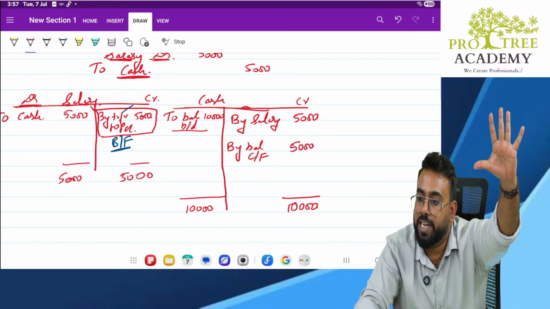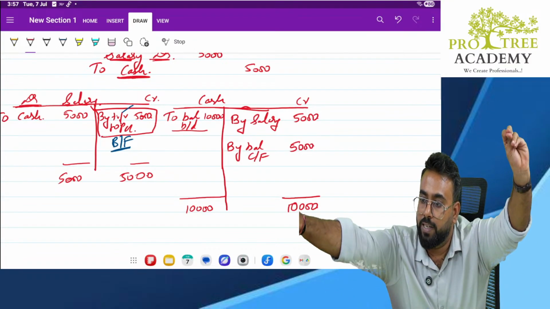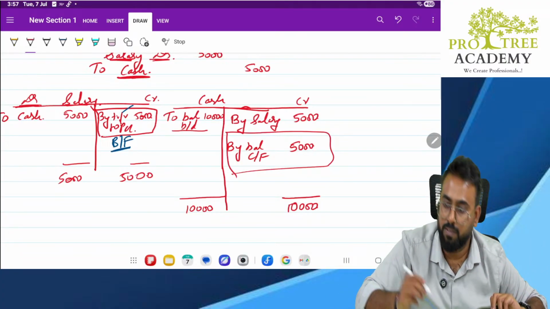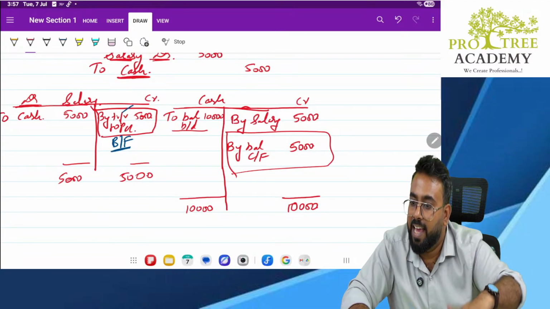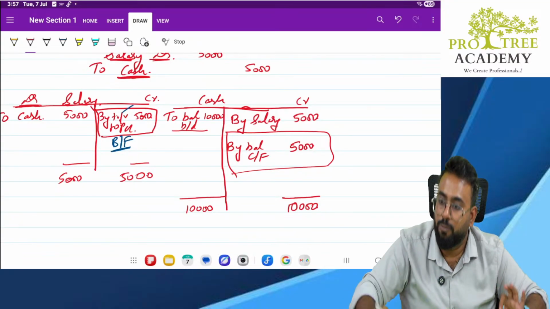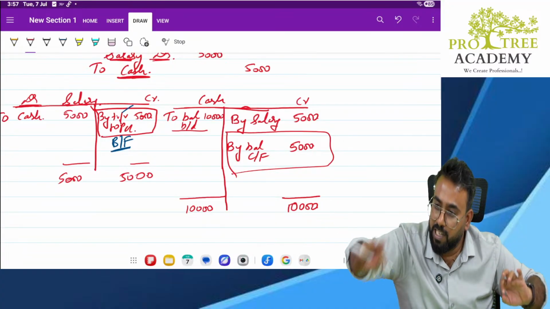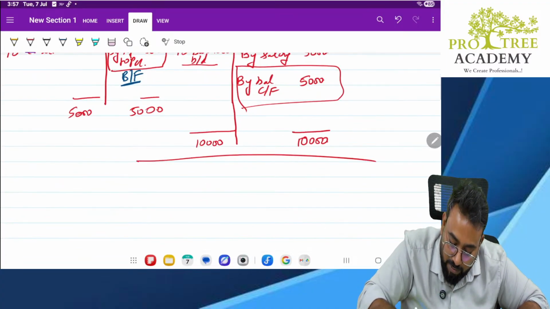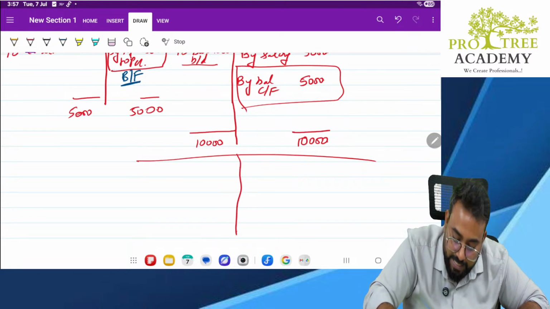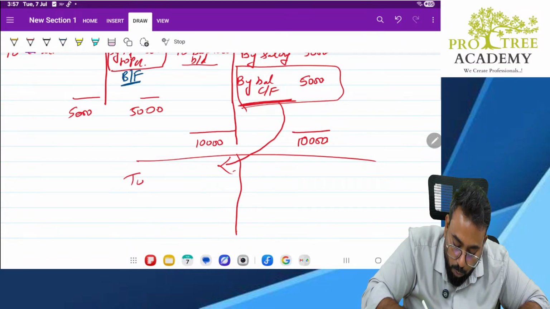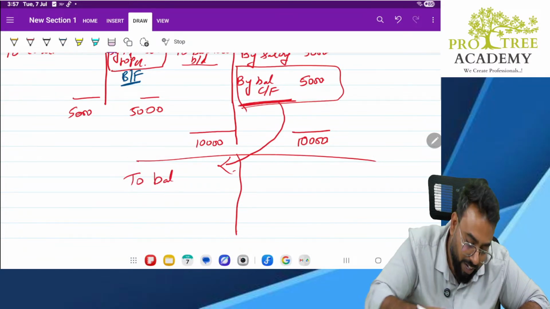You started with how much cash? 10,000. 5,000 you spent. What is remaining? That is this: by balance carried down. Understanding? So you are left with 5,000. Next year you will start with the 5,000. Correct or no, everybody? So next year when you open this account, this balance carried forward will come on the opposite side, to balance brought down or carried down, whatever it is.